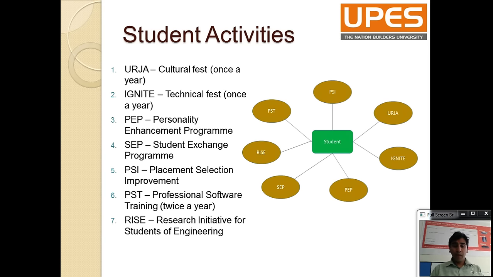Now let's talk about student activities. As a student of the University of Petroleum and Energy Studies, students get opportunities to participate in 7 very specialized programs. First of them is Urja. Urja is a cultural fest organized by students themselves, and we have it once a year.